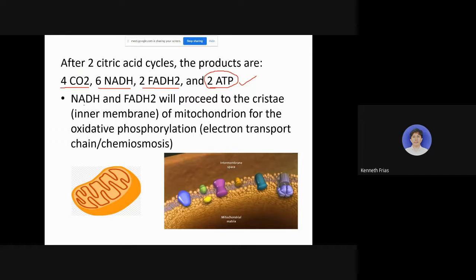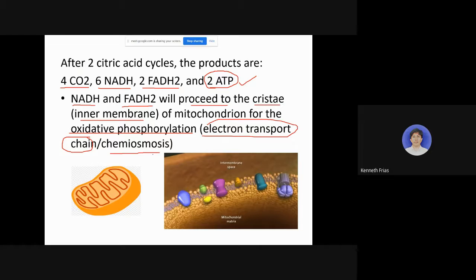Now, remember, this NADH and FADH2, which are electron carriers, are very important because they will proceed to the next part of the mitochondrion called the cristae, or the inner folds in the inner membrane, for the next process, which is popularly known as electron transport chain. But actually, this is technically known as oxidative phosphorylation because it's the process of combining phosphorus in inorganic phosphate to ADP to make ATPs. And there's also an additional process here aside from electron transport chain.